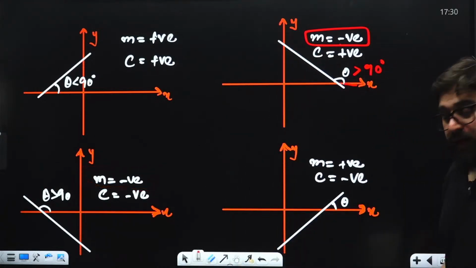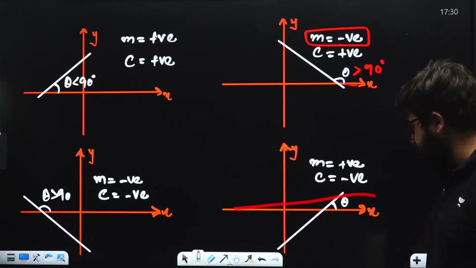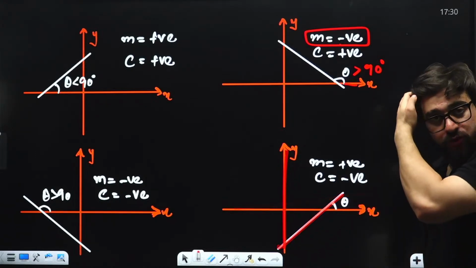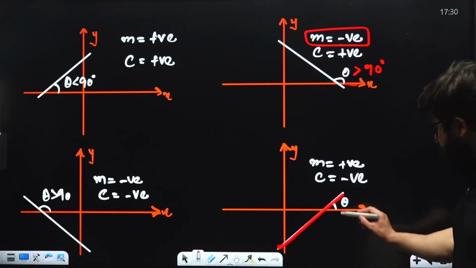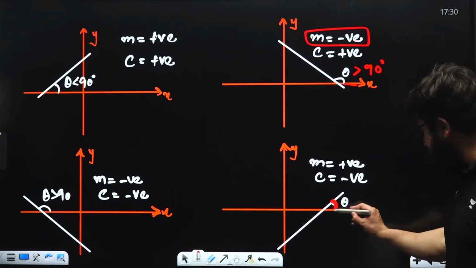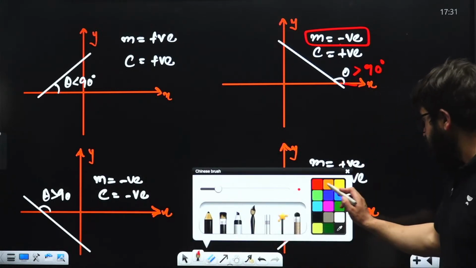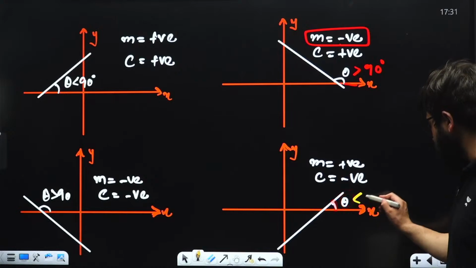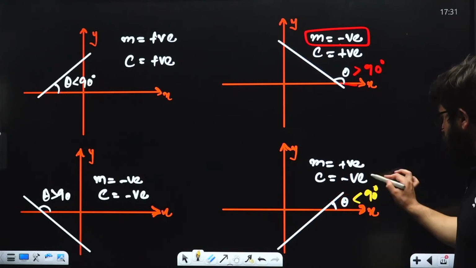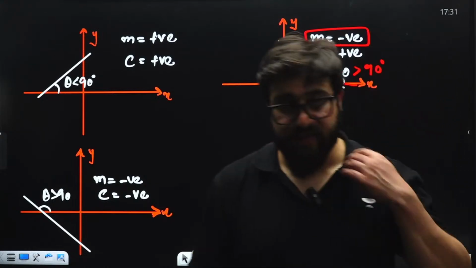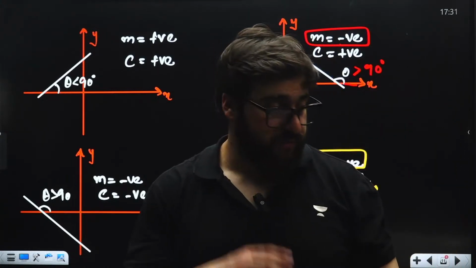Last one. Let's suppose this is the y-axis and x-axis, and the graph is something like this. In this particular case, you can clearly see that this is the angle with the x-axis, and theta in this case is less than 90 degrees. So I can say over here the slope will be positive. Whenever theta is less than 90 degrees, the slope in that case is positive.